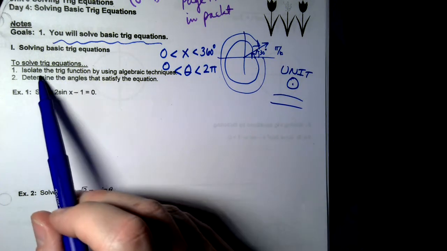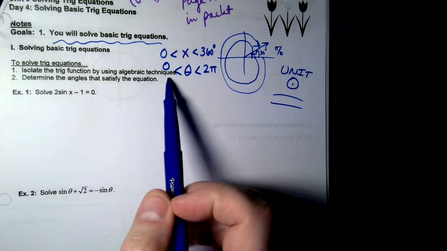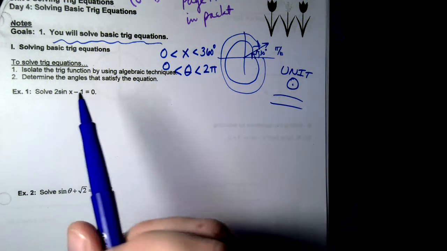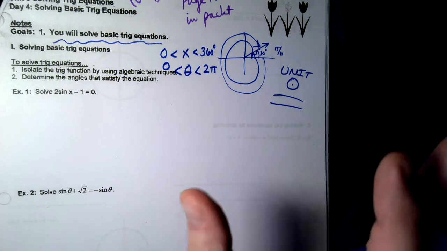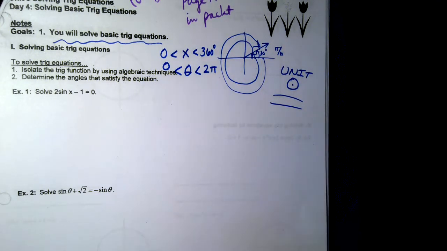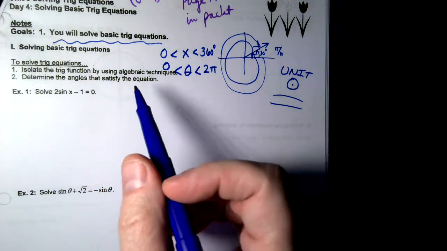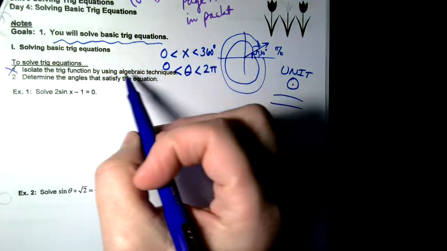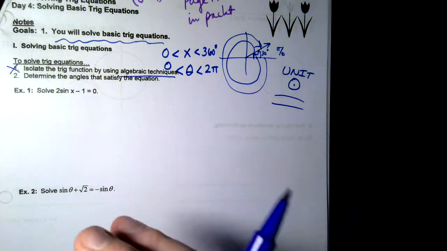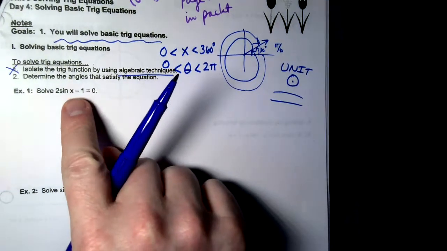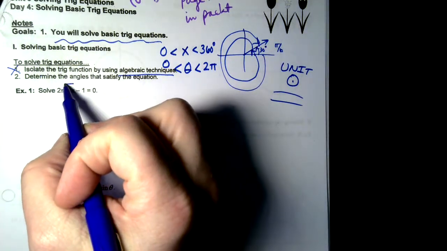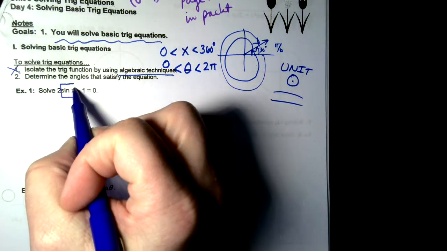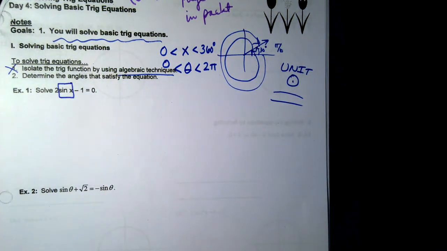So let's say solve trig equations. Isolate the trig function by using algebraic techniques, stuff that we've always done. Here's what they mean by algebraic techniques. Determine the angles that satisfy. We've done the last part of this in earlier lessons. I'll get to that in a minute. What they mean by use some algebra techniques: the rule in algebra is, hey, get x by itself. But with this trigonometry stuff, our rule is going to be combine like terms, but let's get sine x by itself. Get sine x all by itself.